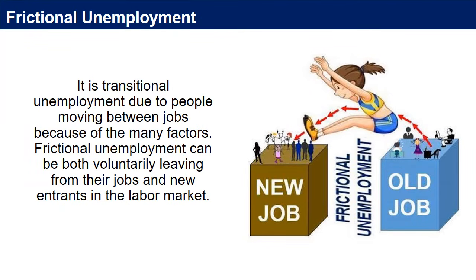Frictional unemployment is a transitional unemployment due to people moving between jobs because of many factors. Frictional unemployment can be both voluntarily leaving from their jobs and new entrants in the labor market. In other cases, workers may resign from their job to go back to school or learn a new skill because they believe they need the skill to earn more income. Others might leave the workforce for personal reasons, such as to care for a family member, sickness, retirement, or pregnancy.